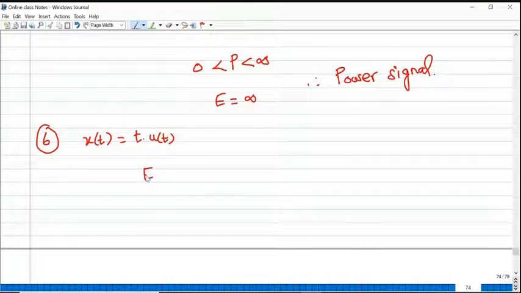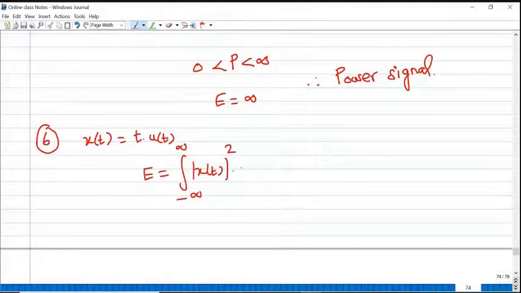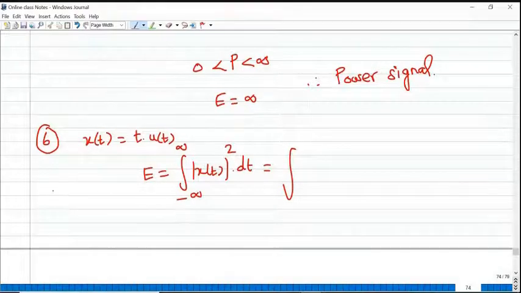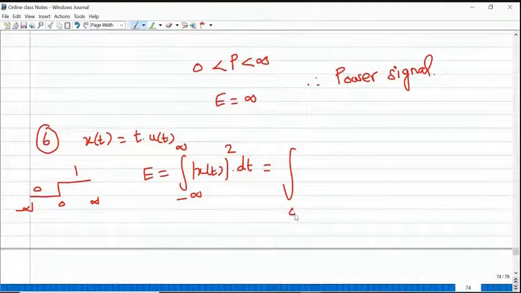Energy of the signal, formula: integration from minus infinity to infinity of modulus x of t square dt. Now, integration, u of t signal is valid from 0 to infinity with value 1, and from minus infinity to 0 it is 0. So the integration limit changes from 0 to infinity. u of t has value 1, and t square dot u of t, because x of t square, so you'll get t square dt.